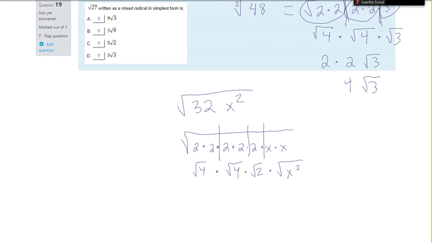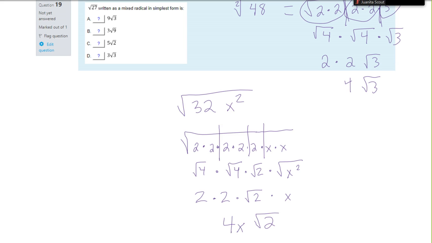And so we get 2 times 2 times the square root of 2 times the square root of x squared, which is going to be x. Okay. So square root of 2. All this other stuff is on the outside. We have 2 times 2 is 4 times x times square root of 2. So it seems a little trickier, but it's the same process every time.